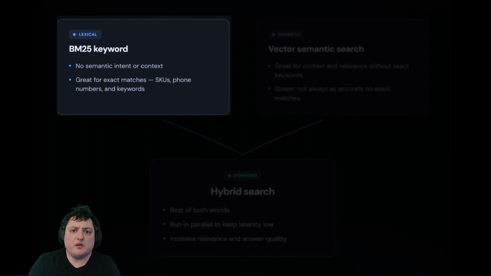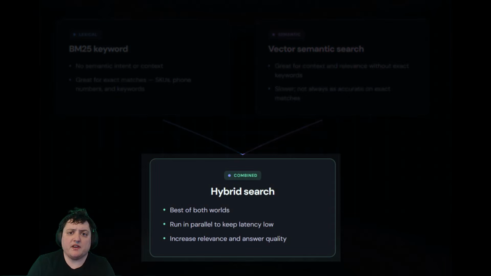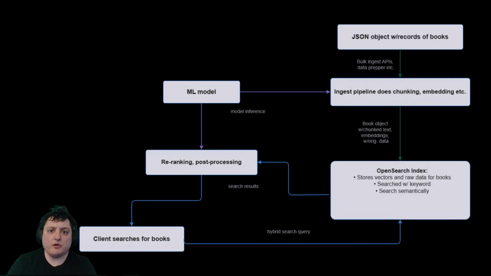When you search with only keyword matching, you miss semantic intent. And when you only use semantic methods, you can miss exact matches users care about. Hybrid combines both signals into one ranked result set. In this walkthrough, we'll build a hybrid search pipeline in OpenSearch using public Gutenberg book data.